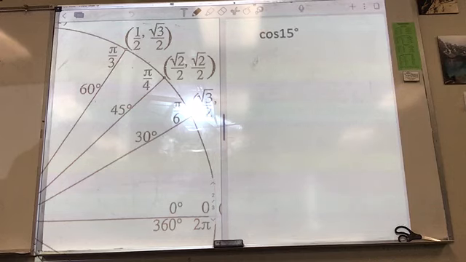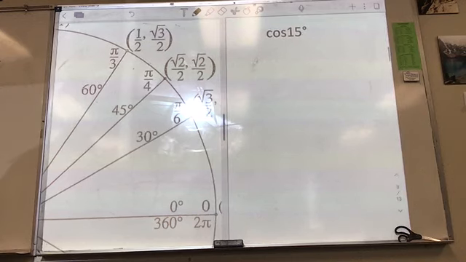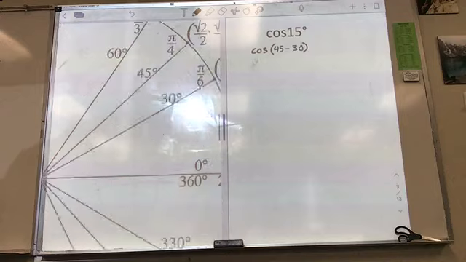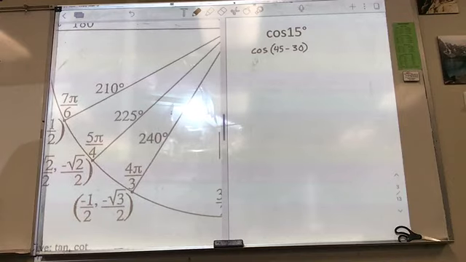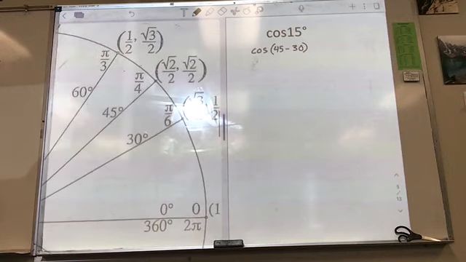So we're going to rewrite this. Instead of writing 15, we're going to write cosine of 45 minus 30. Again, you can choose anything. You could have gone down here and done 240 minus 225, but then you're dealing with that negative quadrant, and that's harder on us. So let's try to stay in this positive quadrant.